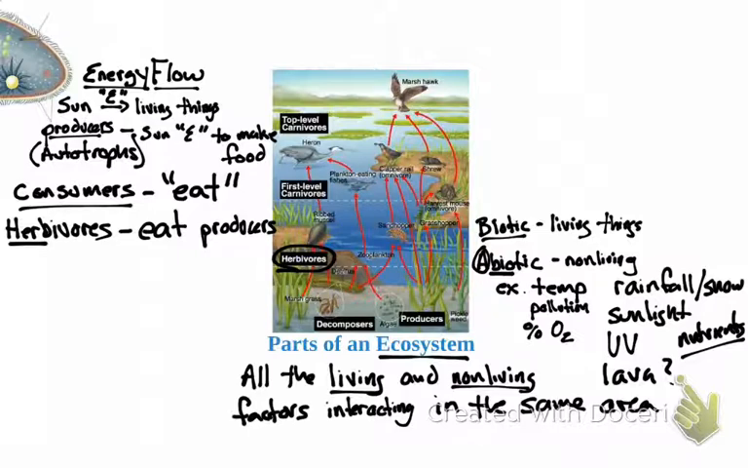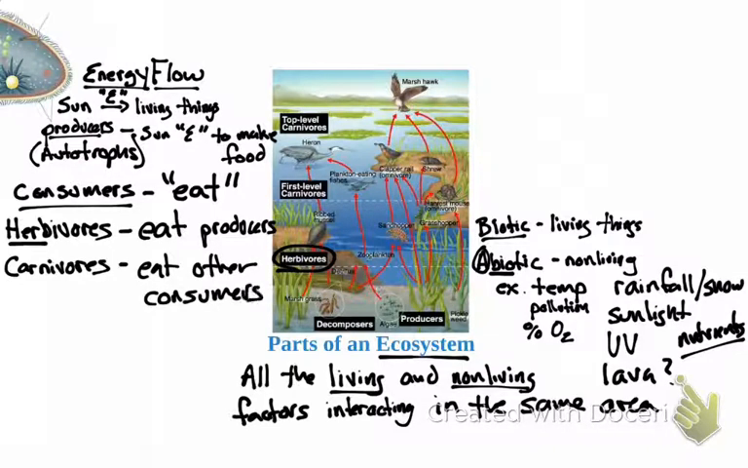The other group are called carnivores. A lot of people think of carnivores as meat eaters, but we're going to say carnivores eat other consumers. They don't eat producers. They eat things that eat producers, things that consume plants, for example. So are we carnivores? Well, no, we're not cannibals.